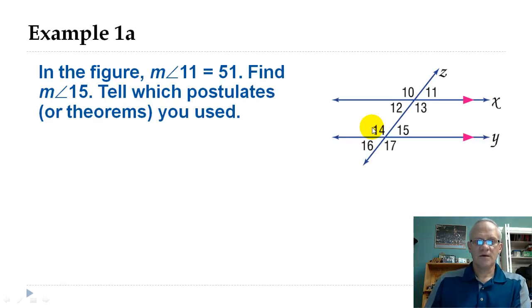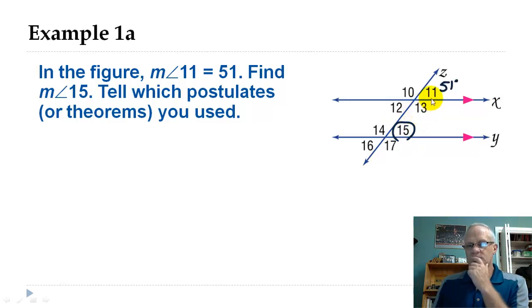All right, so first of all, it tells us in this situation, the measure of angle 11 is 51. So this is 51 degrees up here. Notice that lines X and Y have these little arrows on them, so guess what? They're parallel. So this will hold true, what we've just been talking about. So we say 11 is 51. What are we trying to find? We're trying to find the measure of angle 15, this one right here.